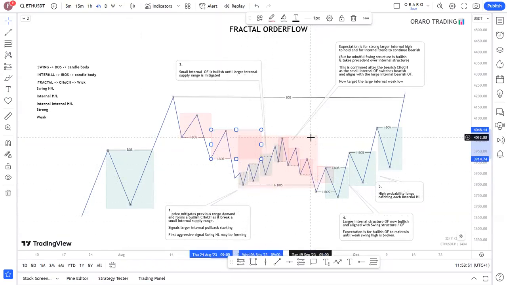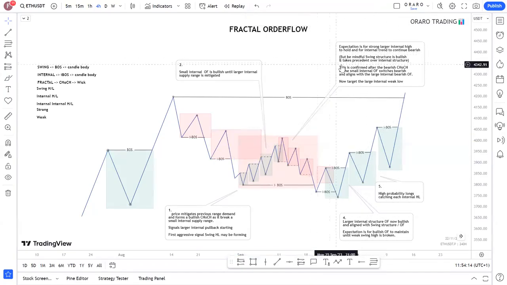It's the same process as when you are trading your swing and your internal structure. That's the same way you trade your internal structure and smaller internal structure. That's the idea behind everything. So price is fractal. What happens on a higher time frame happens on a lower time frame as well. So the expectation is for the strong larger internal high to hold and the internal trend to continue bearish.